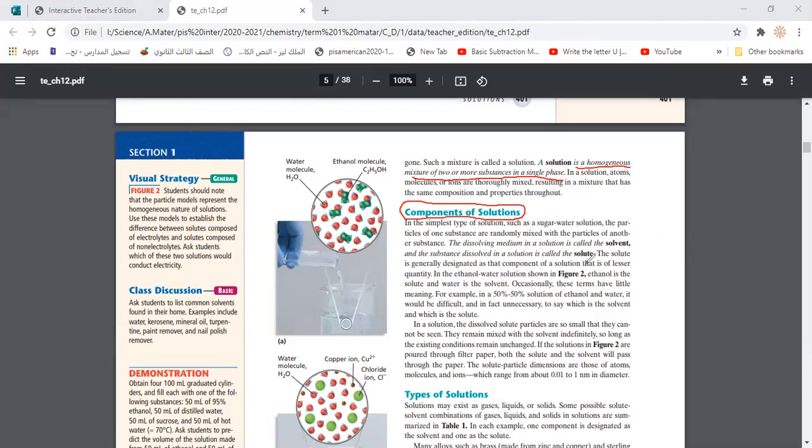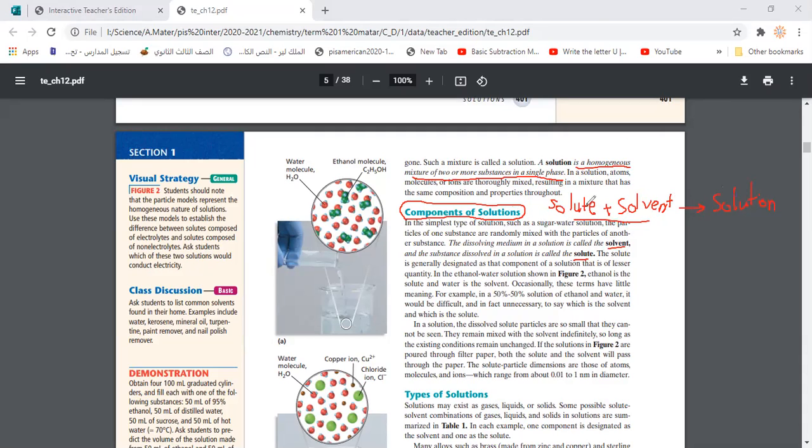The substance which we dissolve, we call it solute. So what is solute? The substance dissolved in solution, we call it a solute, okay? While solvent is the substance in which the solute dissolves. So again, any solution has two components. Simply we can say that solute plus solvent produce solution, okay? So here are the components of solution.